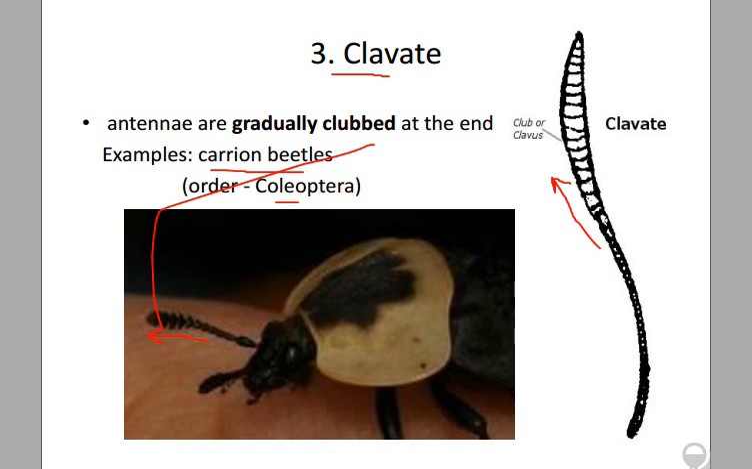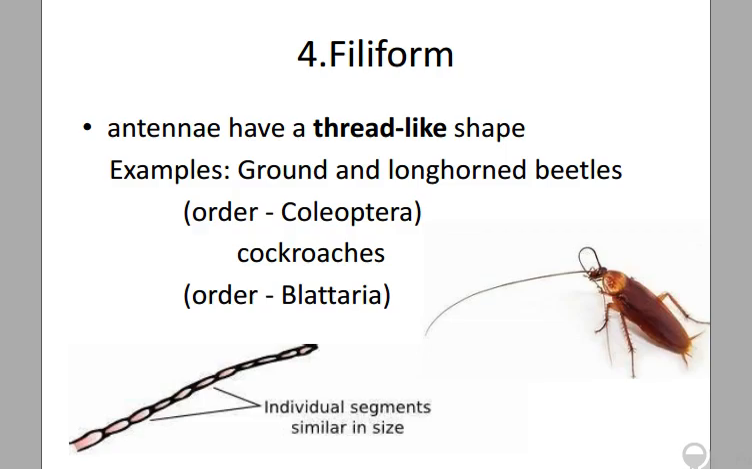Another type of modification is the filiform type. In filiform modification, the antennae are thread-like, present in cockroaches. Cockroaches belong to order Blattaria, and ground and longhorn beetles belong to order Coleoptera. So these are thread-like antennae in the case of filiform antennae. These individual small segments are similar in size. So the filiform type of antennae modification is present in cockroaches.